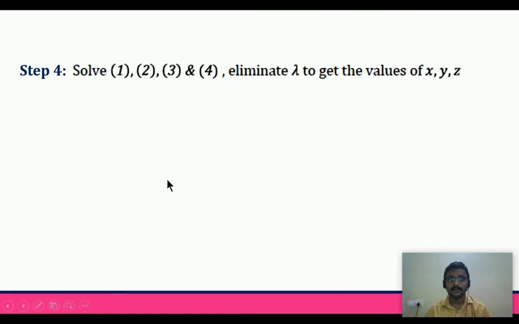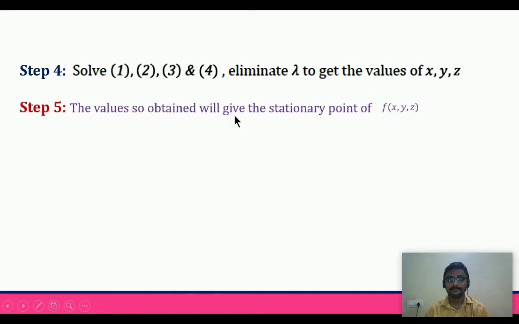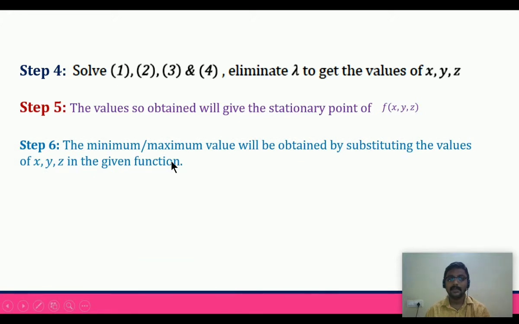In step 4, we have to solve equations 1, 2, 3, 4, and eliminate lambda to get the values of x, y, z. In step 5, the values so obtained will give the stationary point of f of x, y, z. So we just have to solve equations 1, 2, 3, 4, eliminate lambda and get the values of x, y, z. In step 6, the maxima or minima will be obtained by substituting the values of xyz in the given function.